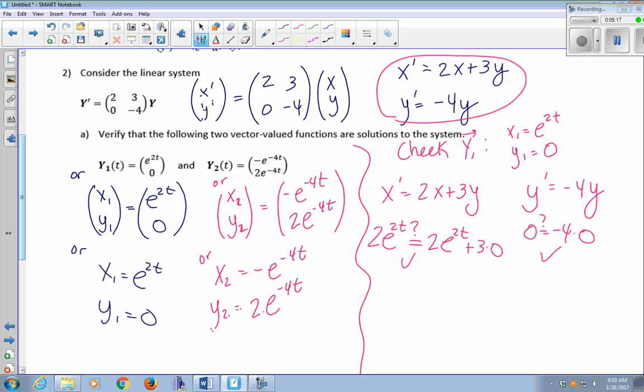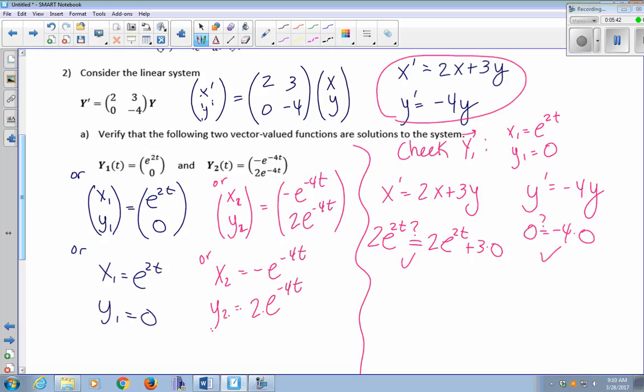So to point out what I did, I took x1 and plugged it into the x prime equation for x, and I got x prime. It happened to work. Does that always work that way? I took x1 and plugged it in, and that's how I found what x prime is on the left. It worked out that way because it was true in this case, because it actually is a solution.